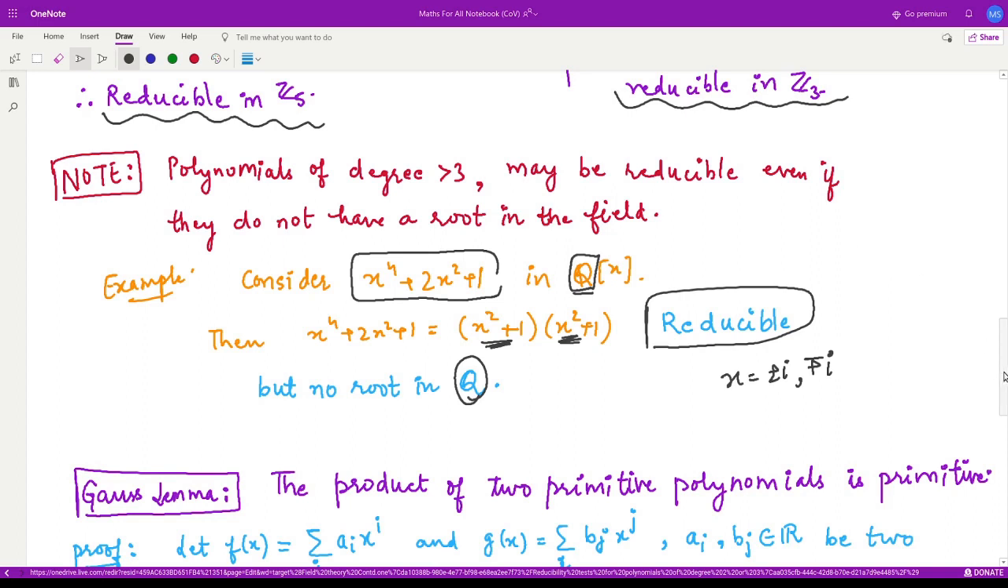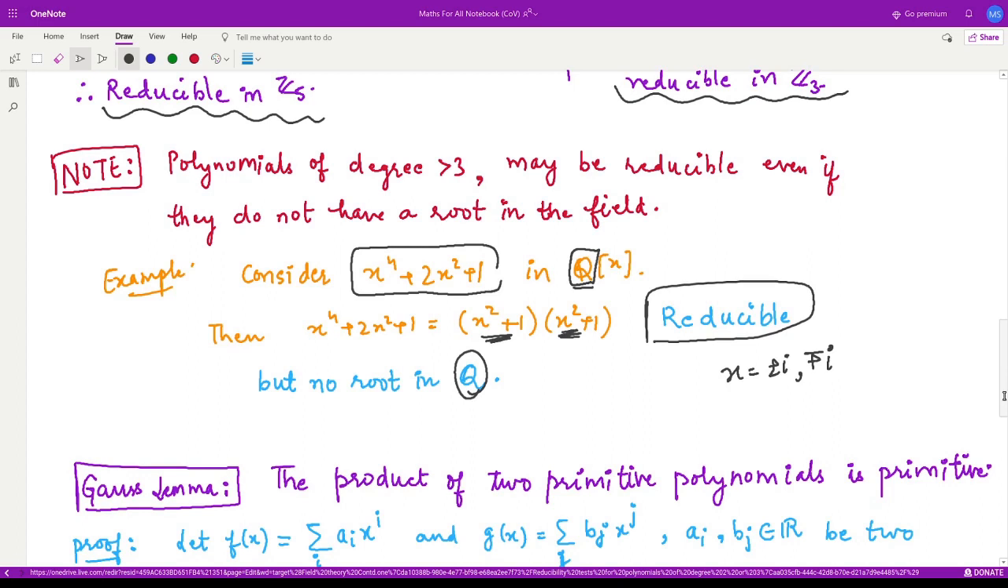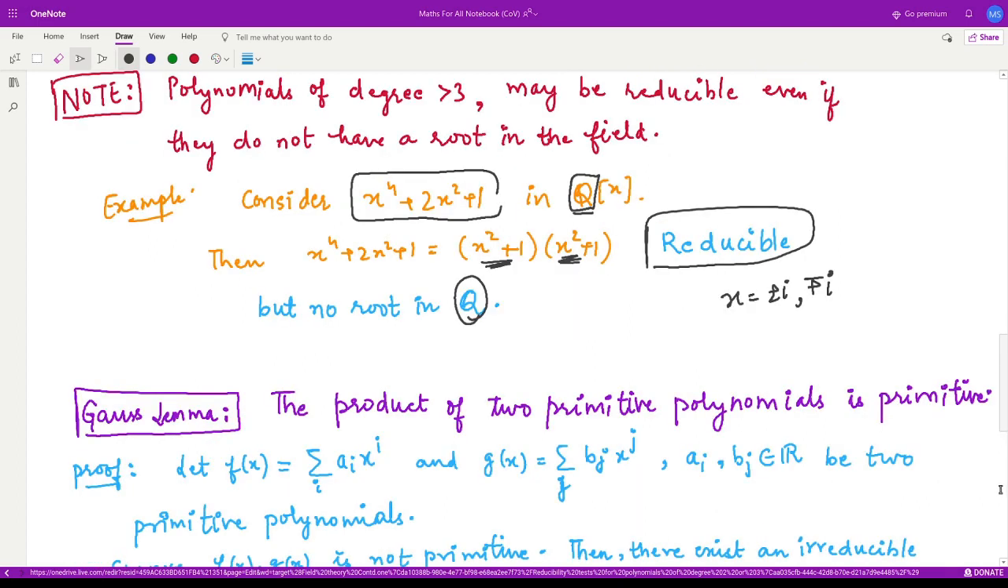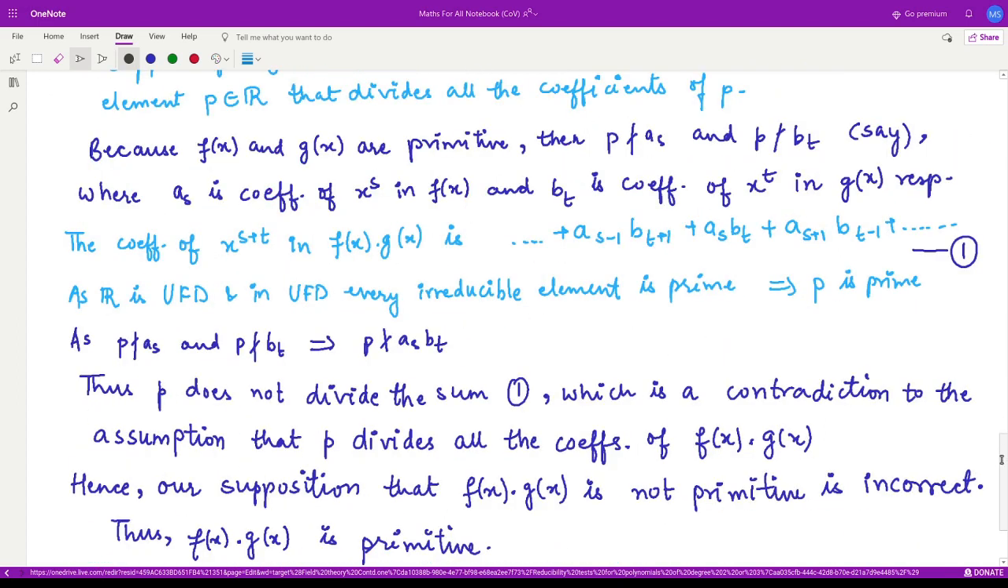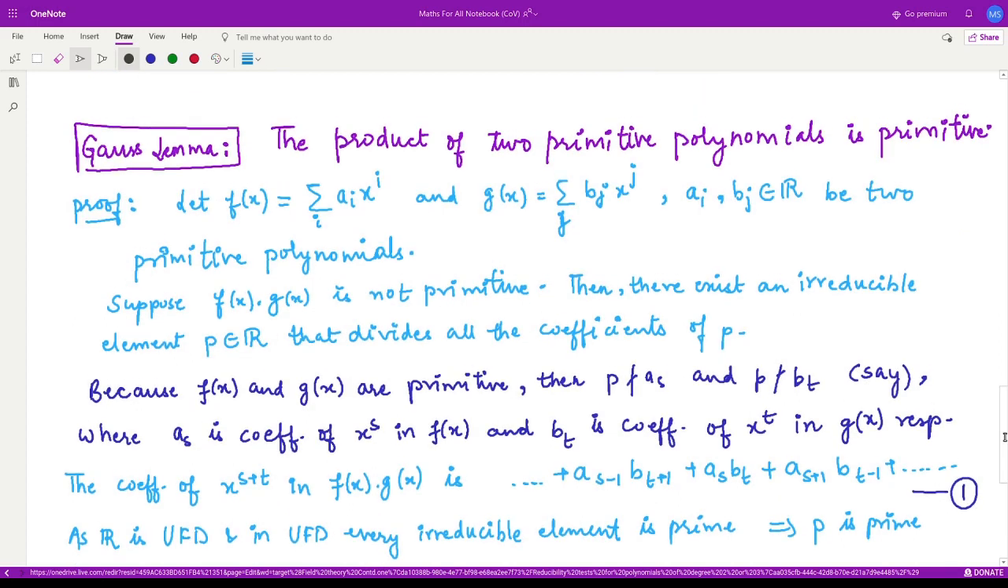So next, let us look at Gauss lemma. Remember what is the definition for primitive polynomials? The polynomials where the GCD of all the coefficients is equal to 1, right? And it is defined only for those polynomials where the coefficients are being taken from the set of integers. So this Gauss lemma says that the product of two primitive polynomials is also primitive, right? So we need to prove this.